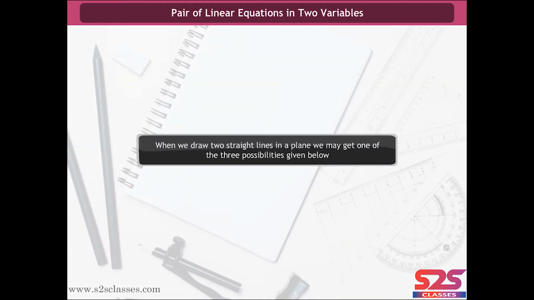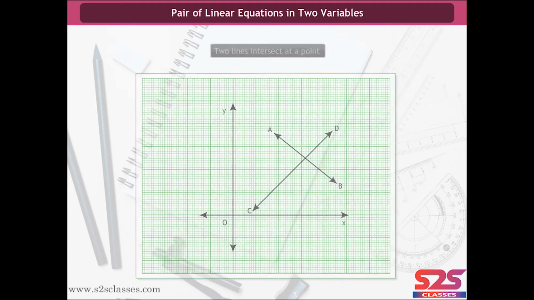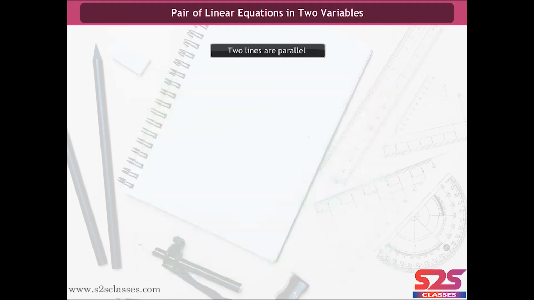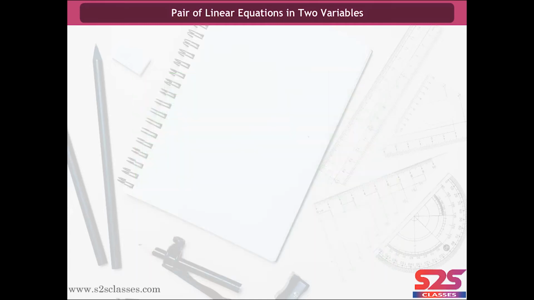When we draw two straight lines in a plane, we may get one of the three possibilities given below. First, when two lines intersect at a point. Second, when two lines are coincident. And the third, when two lines are parallel. Let us see some examples.